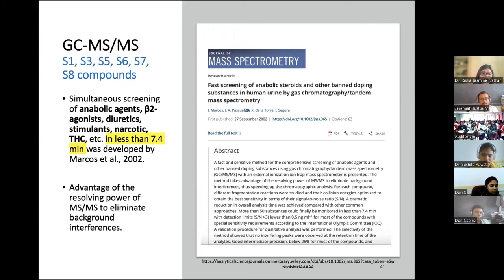Where we saw in the previous method, it took 22 minutes for the whole one sample to run. In this method, they proposed a method in which one sample could be detected or given the concentration in less than 7.4 minutes. So that reduces the run time by 1/3, and hence it is a better technique. Now, they have used the advantage of resolving power. I just said MS/MS is a very sensitive technique, so it is going to have a higher resolving power and in a smaller amount of time.